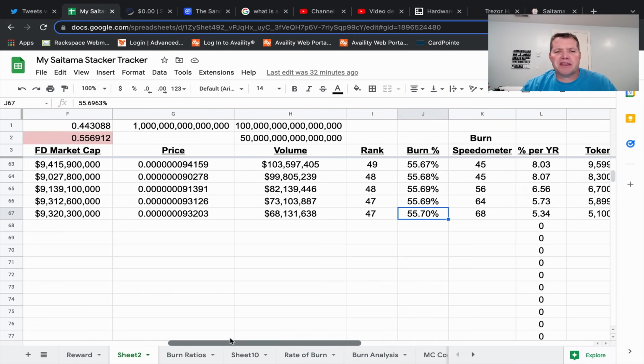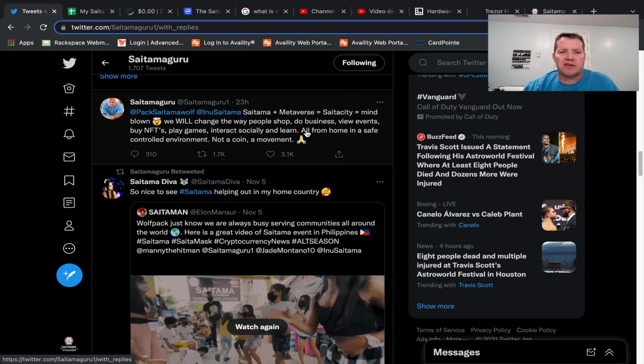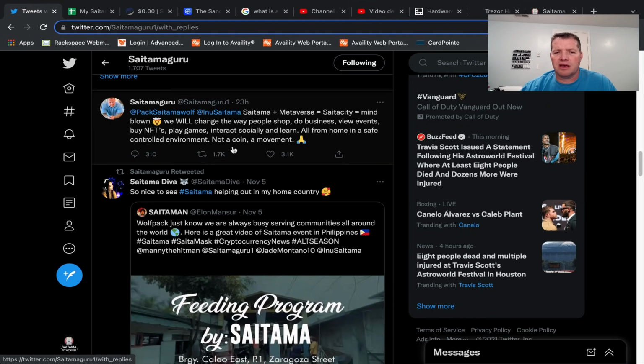All right, let's jump into this metaverse idea. Okay, so in Russell's Twitter feed, just about 24 hours ago, he dropped a tweet that says Saitama plus metaverse equals Saitacity equals mind blown. We will change the way people shop, do business, view events, buy NFTs, play games, interact socially, and learn, all from home in a safe, controlled environment. Not a coin, a movement.